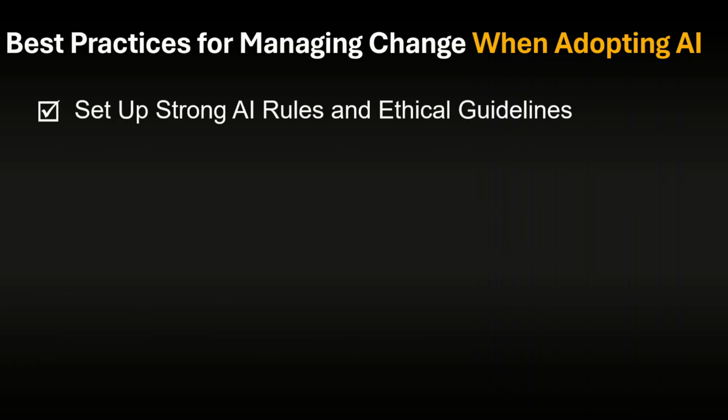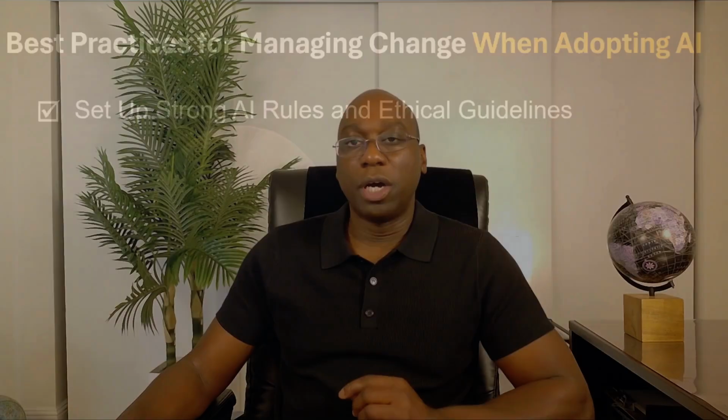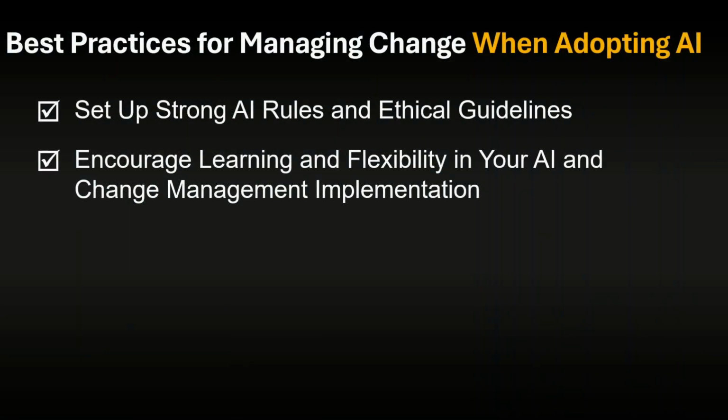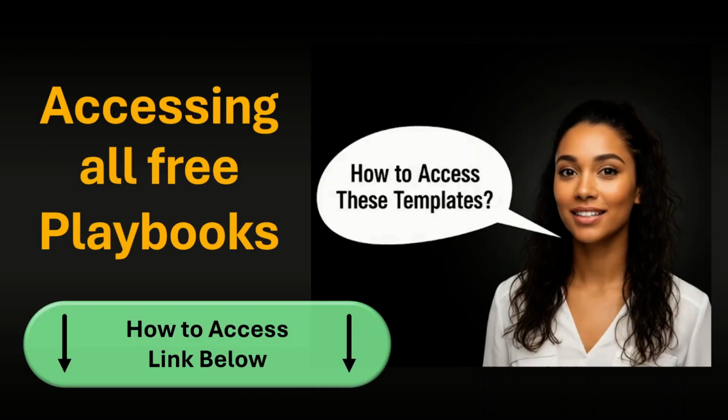You also want to set up strong AI rules and ethical guidelines. Your AI usage policies have to be very clear and also well documented. This helps to build trust in using AI. You also want to encourage people to learn more by leveraging the Change Champion Network, by reviewing the FAQs, by reviewing resources, because this really helps to increase people's adoption.